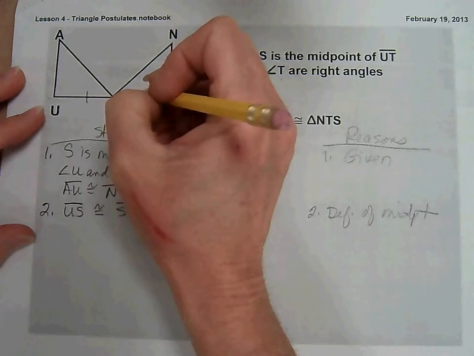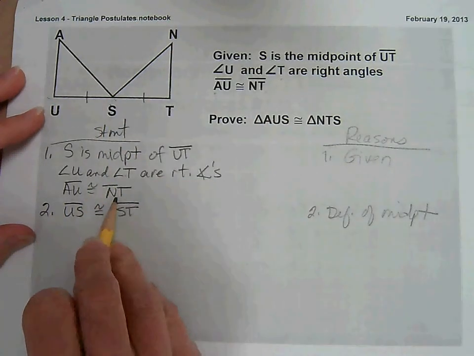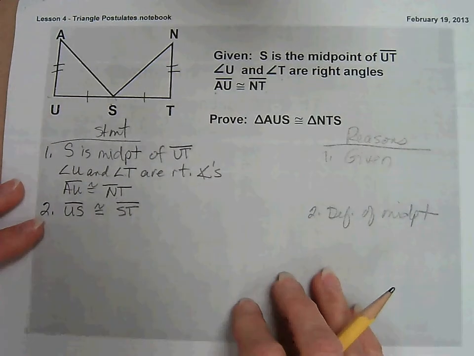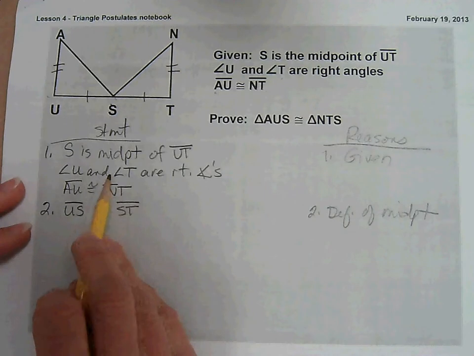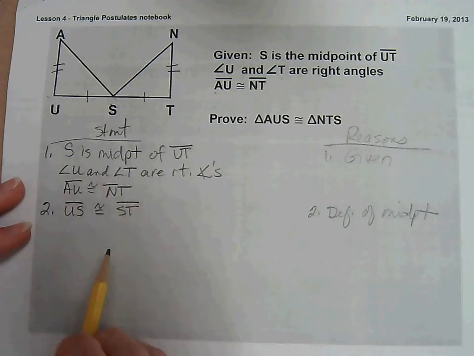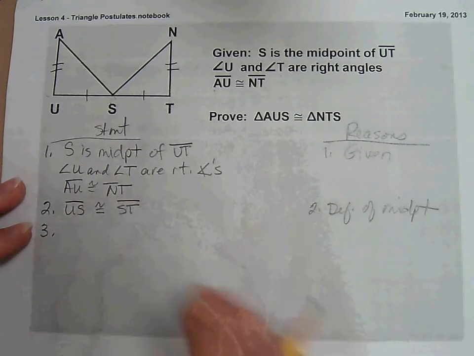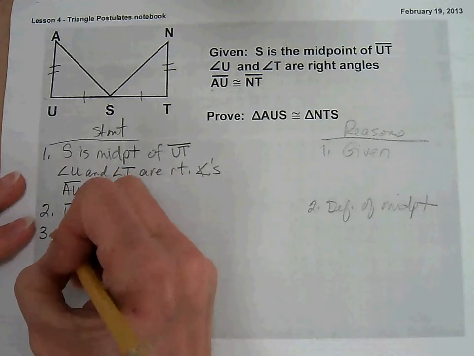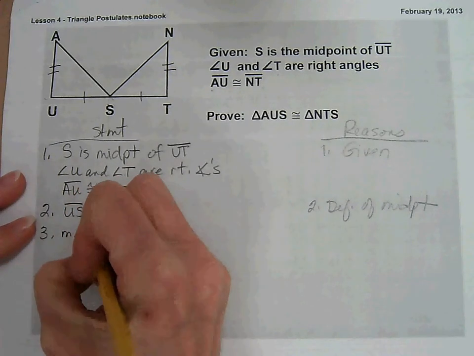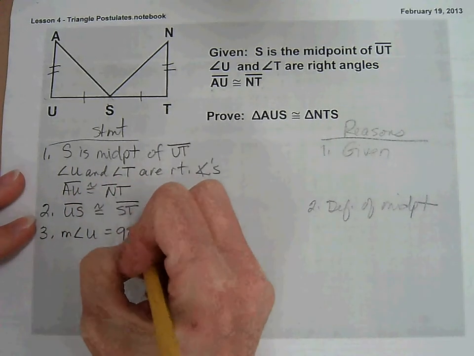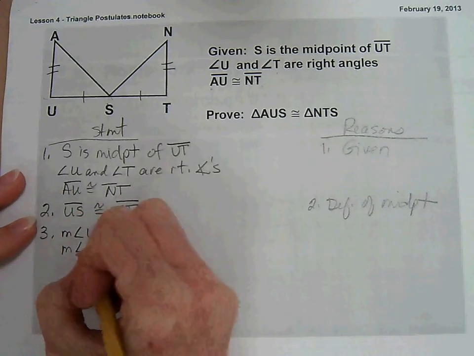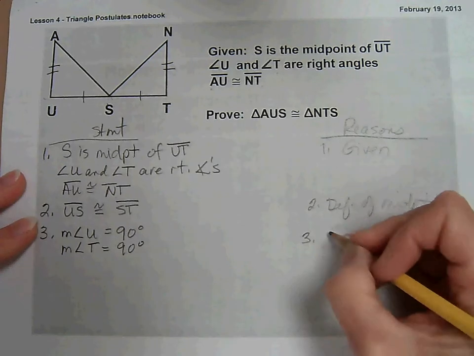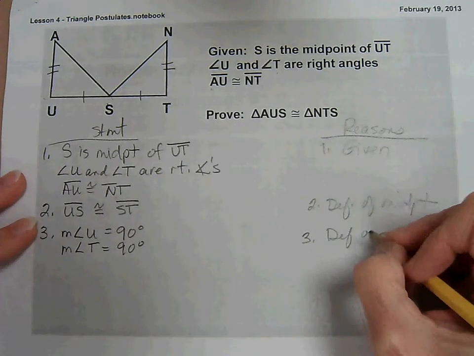And let's go ahead and mark that on our figure. We can also mark this one since that one was given to us. So AU is congruent to NT. Okay, now let's look at angle U and angle T. If angle U and angle T are right angles, then we know that their measure is equal to 90 degrees. So we can say that the measure of angle U equals 90 degrees, and the measure of angle T equals 90 degrees. And the reason we can say that is the definition of a right angle.